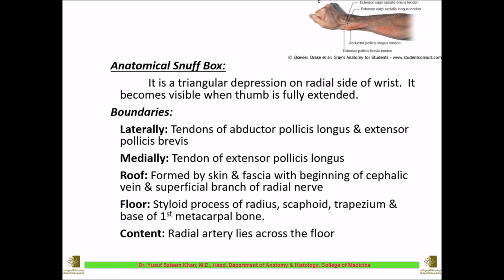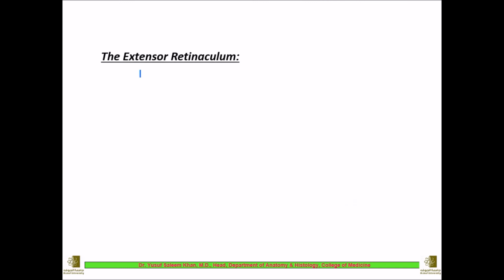So when you cannot feel the pulse at another point, then you can easily trace the pulsation at this particular point, because it is a simple area with a depression, and on the floor we have the styloid process of the radius, and over that the artery runs. So you can easily feel the pulsation of the radial artery in this position.